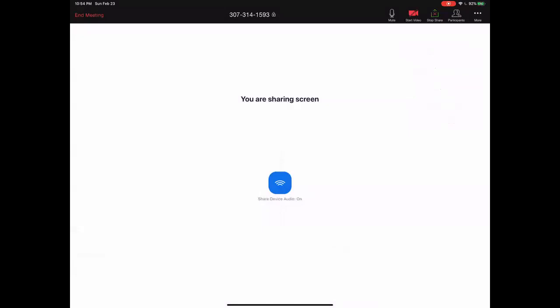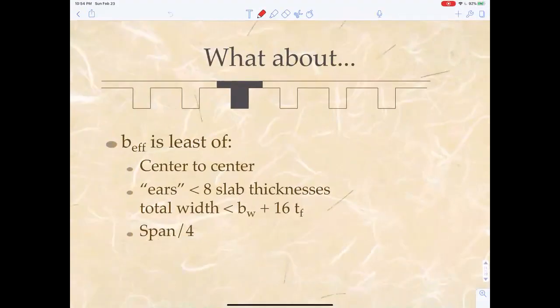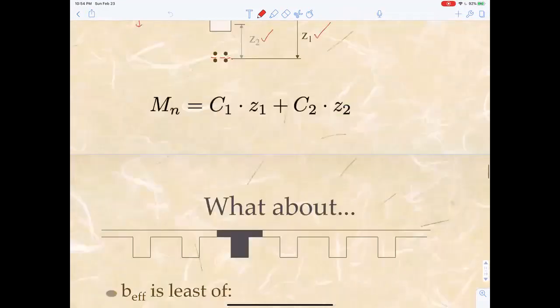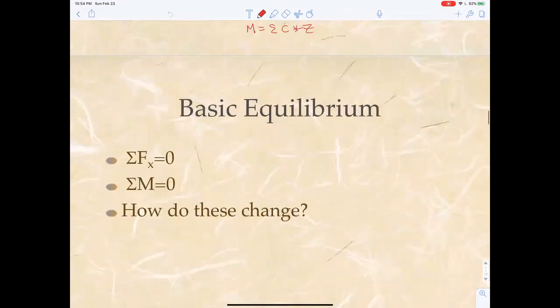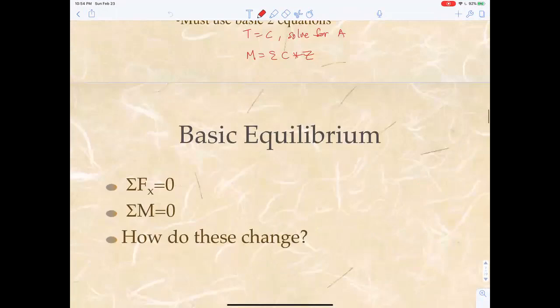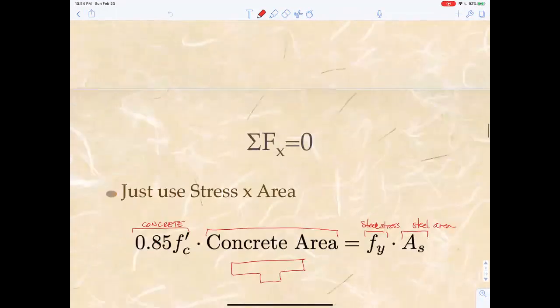In the previous video, I showed how if the compression zone was entirely in the flange, you could use all the equations and procedures for a rectangular beam except for As min. Right? We talked about how if the concrete area is in the flange, how things change.